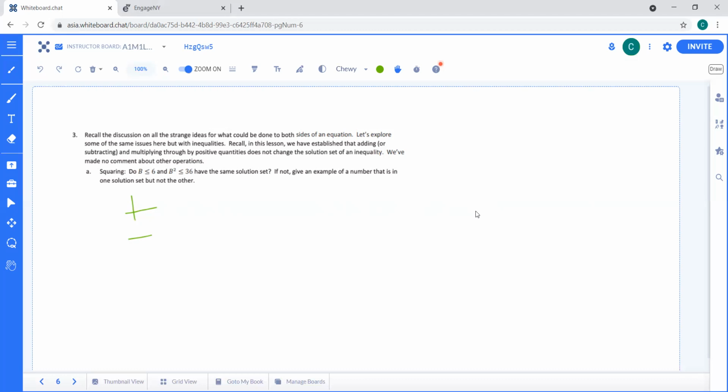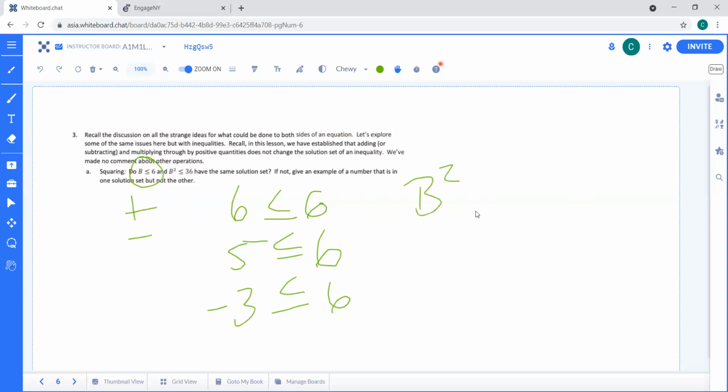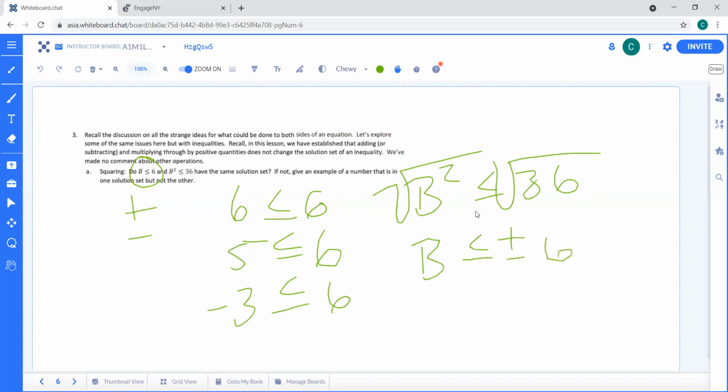And you can prove that by saying, look, for this one, it's got to be less than or equal to. So it could be 6. That's a true statement. It could be 5. That's a true statement. It could be -3. That's a true statement. But if we say b squared, and so we square root both sides, that means b is greater than or equal to plus or minus 6.